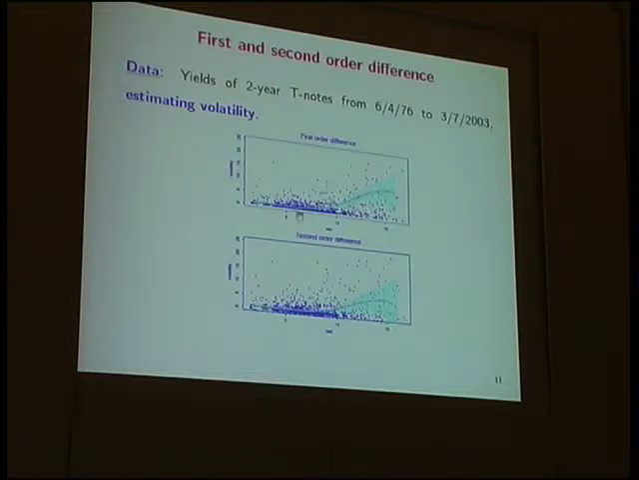So here is the estimate of volatility based on the first order difference, and this is the standard error associated with the estimate. This is based on the second order estimator. You can see that with the second order approximation, the variance here is about the square root of 3 times that.